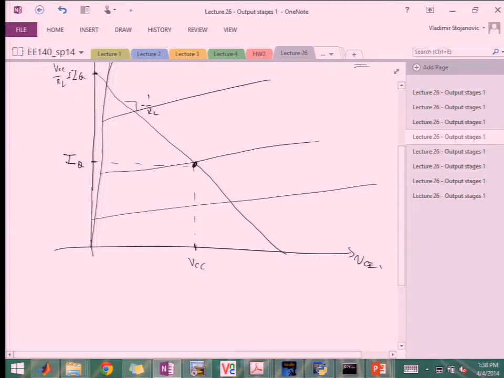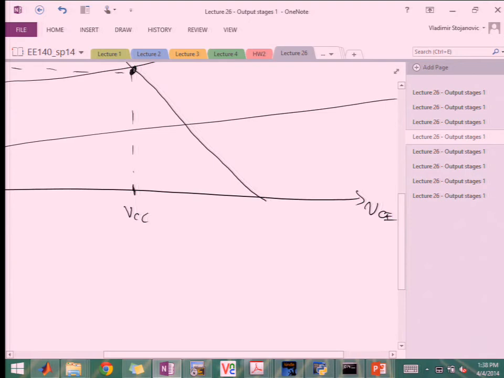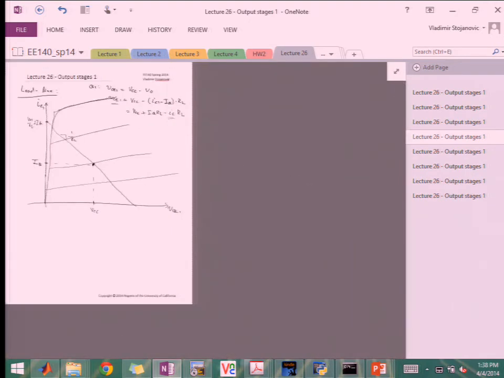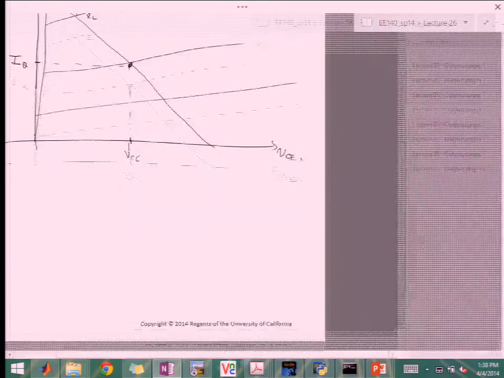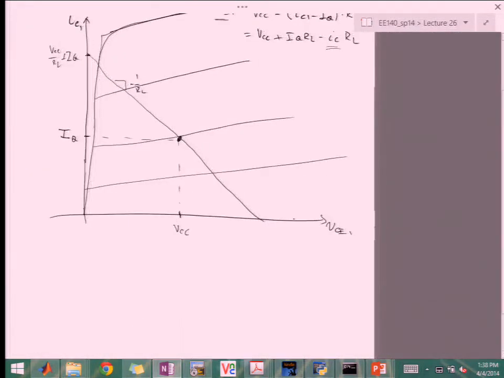We know that from the quiescent point, we can go up by VCC minus VC sat. So the largest value that we can get would be 2 VCC minus VCE sat 1. Or sorry, in this case it's the opposite, so it's 2. And on this line over here, this would be VCE sat 1.